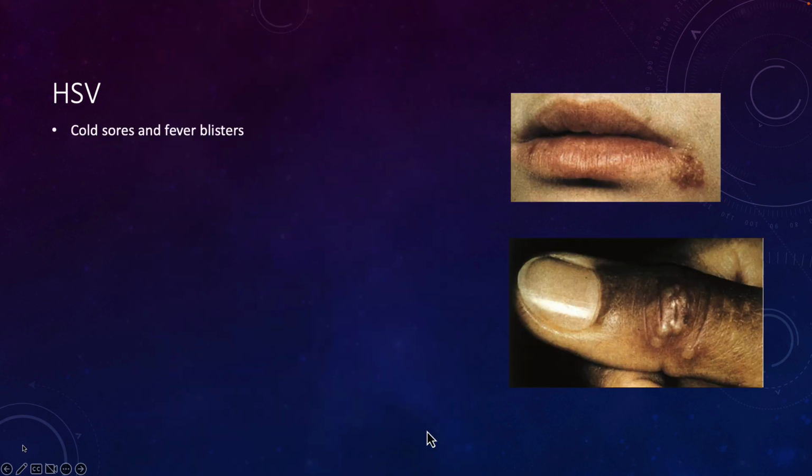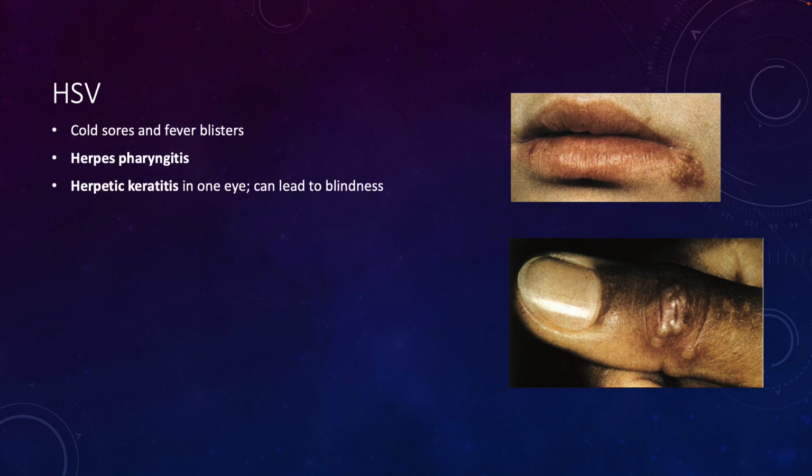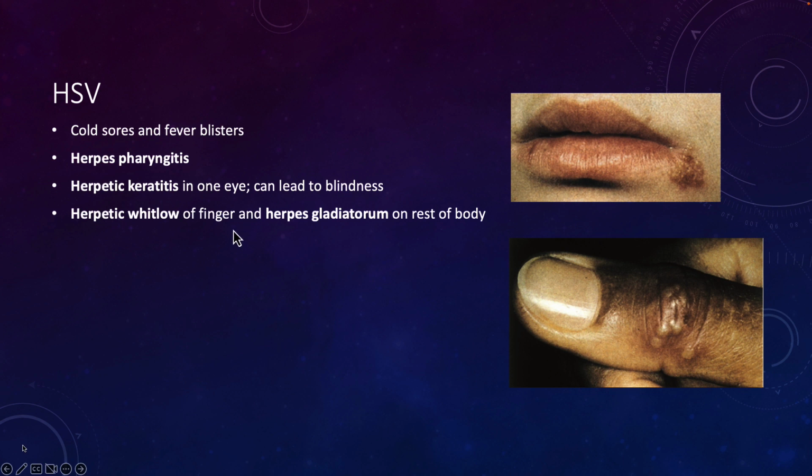So again, typically we see cold sores or fever blisters. You can have it in the throat, so herpes pharyngitis. You can have it in the eye, herpetic keratitis. Herpetic whitlow are herpes lesions on the finger. Herpes gladiatorum is on the rest of the body. So if you had a cut in the skin as an adult and you got the virus in there, that's generally what you'd see. And unfortunately, infections in neonates are often fatal. And so this is really dangerous because it's a super common infection that we have to protect neonates from.